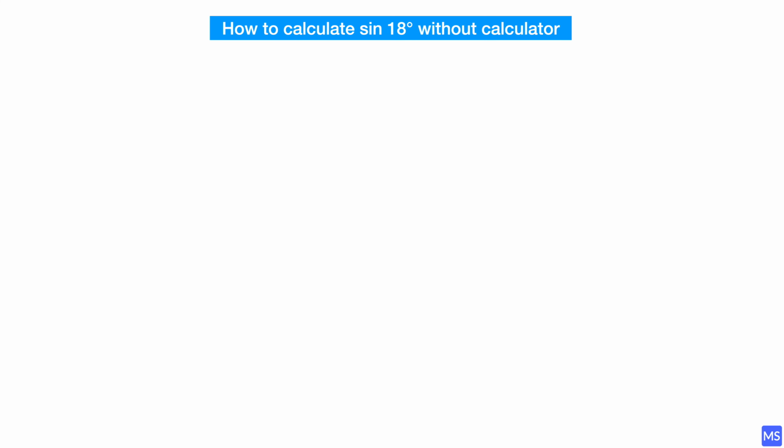I'll start in 3 seconds. We know that sine 18 degrees is a special angle, and to calculate its value, we can use the properties of trigonometric functions to simplify the problem.